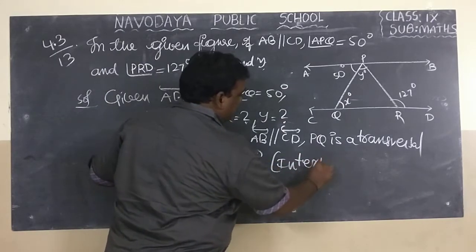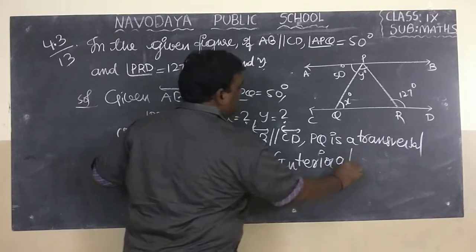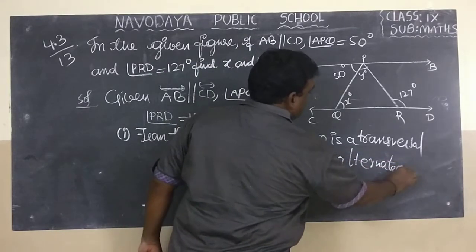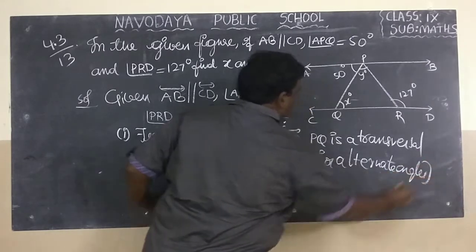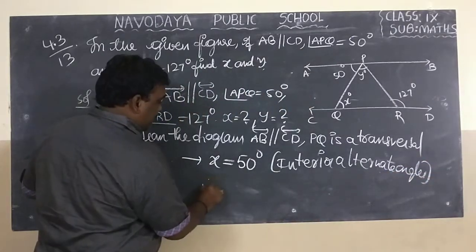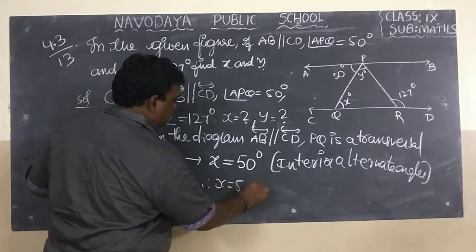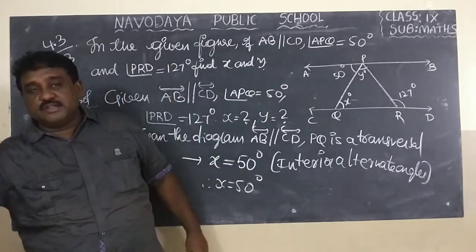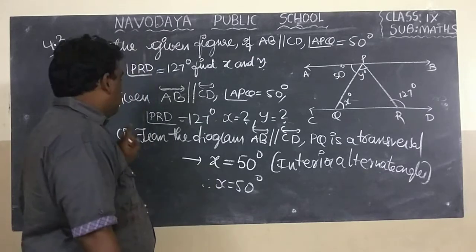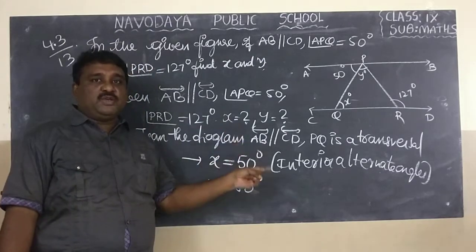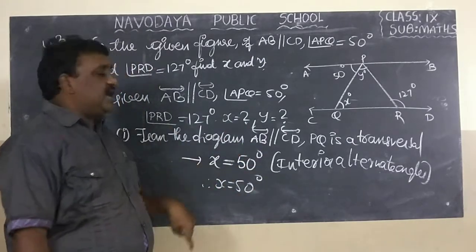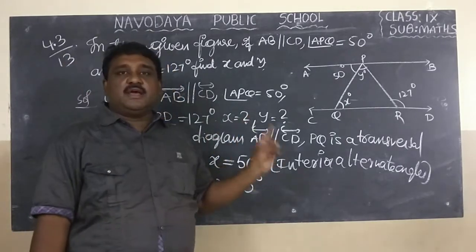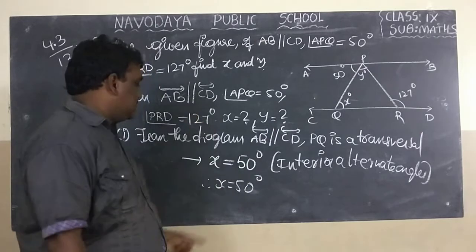Interior alternate angles. Therefore x equal to 50 degrees. So the x value is completed. X equal to 50 degrees. This is the first part of the problem. AB parallel CD, PQ is a transversal, x and 50 are equal. Why are they equal? What is the reason? Because they are interior alternate angles. I told the reason also.